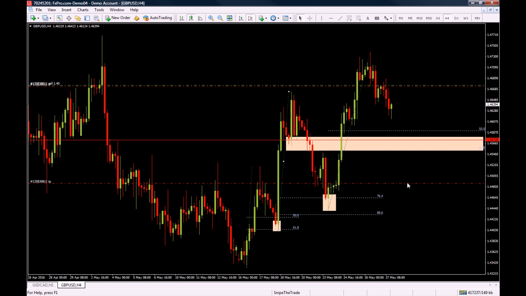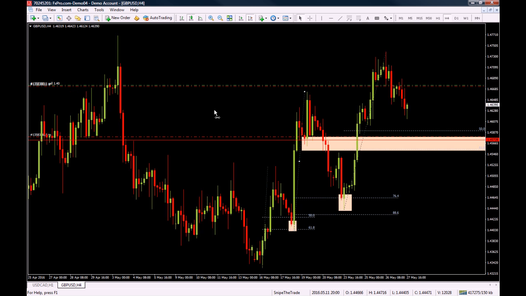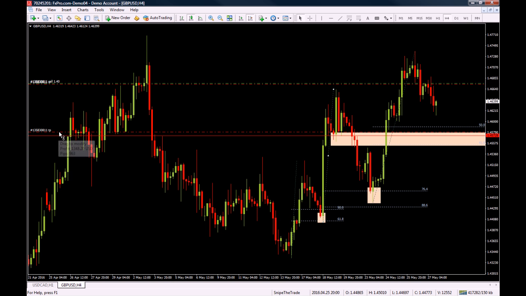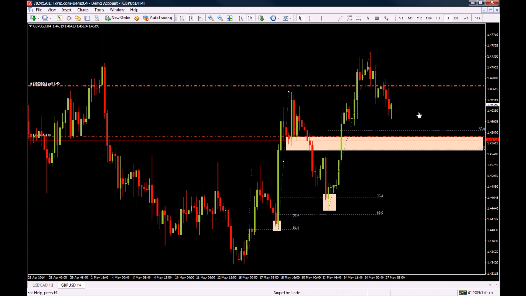So we are going to put our targets. Let me just grab my targets. We are going to be aiming above this area of support, which confluences perfectly with the 61.8, which means that we are going to be looking to make 96 pips on this trade, or $1,348.